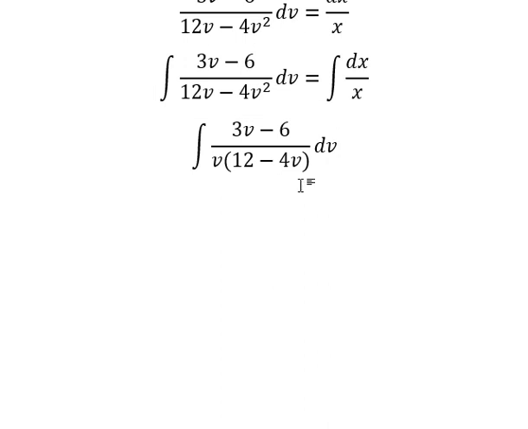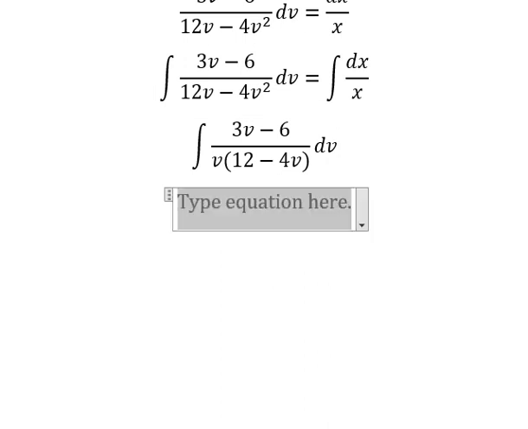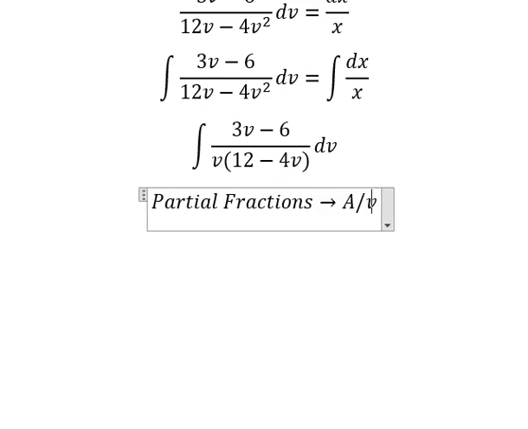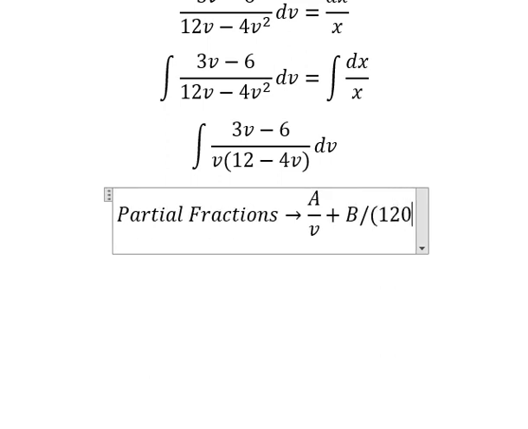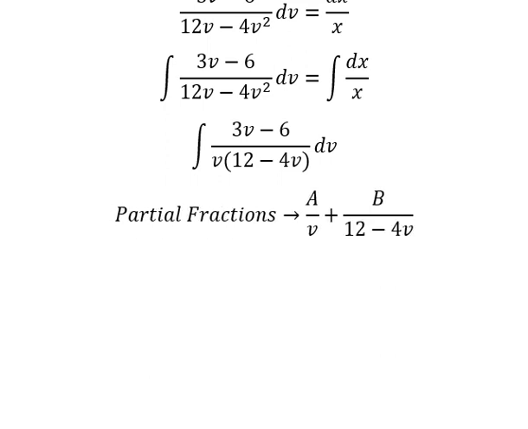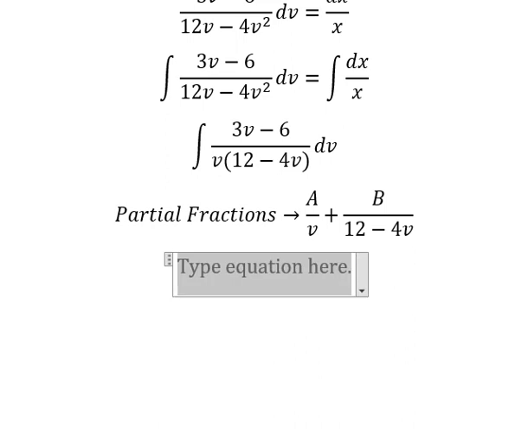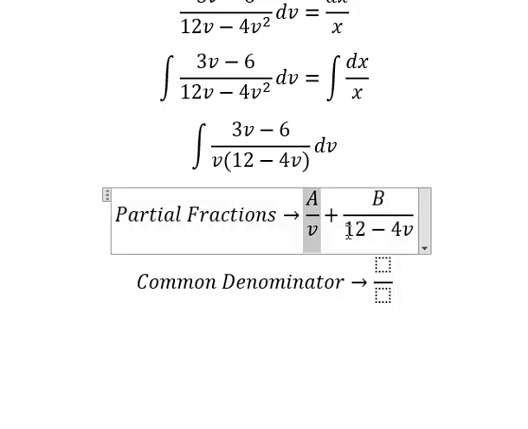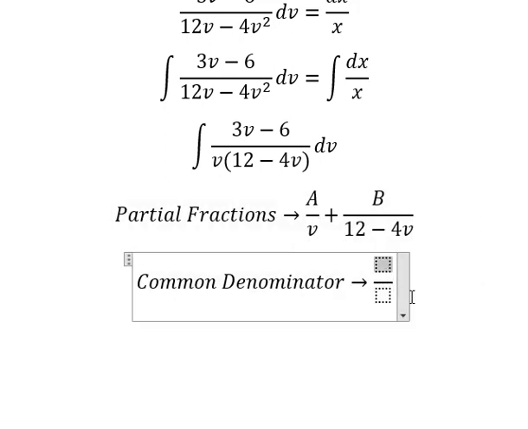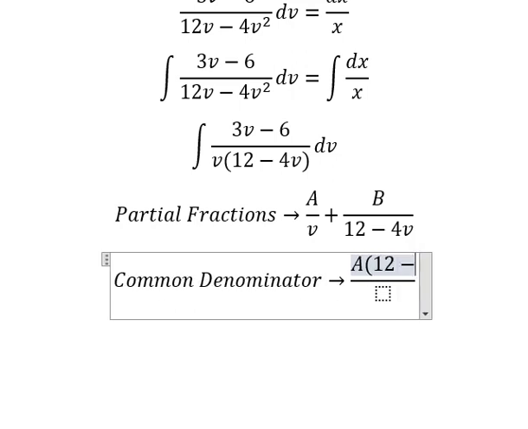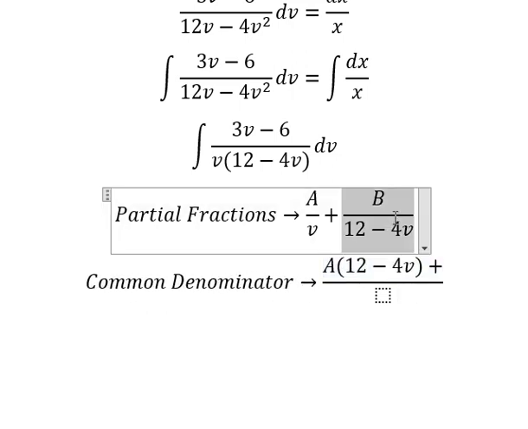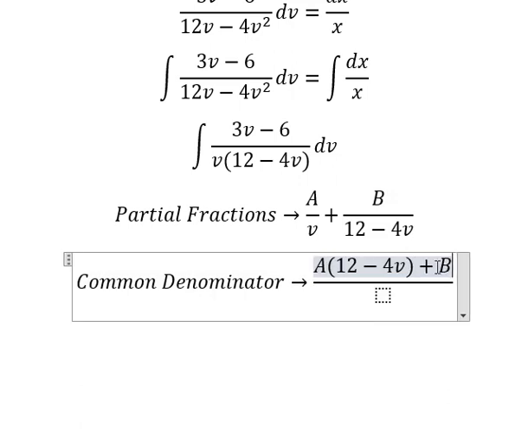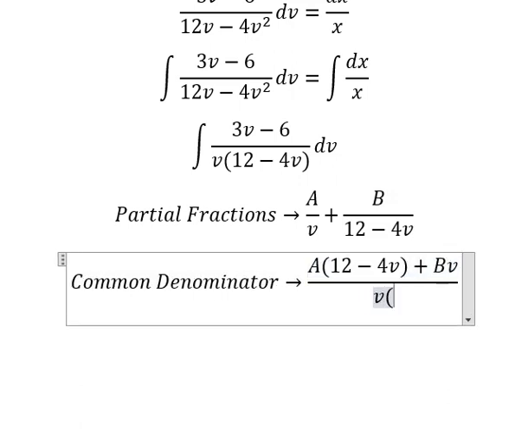Next, we can use partial fractions. So I will put A over v, B over 12 minus 4v. So we can do common denominator. So about this one, it is missing 12 minus 4v. So capital A multiplied by 12 minus 4v. About this one, it is missing v. So we have B multiplied by v.